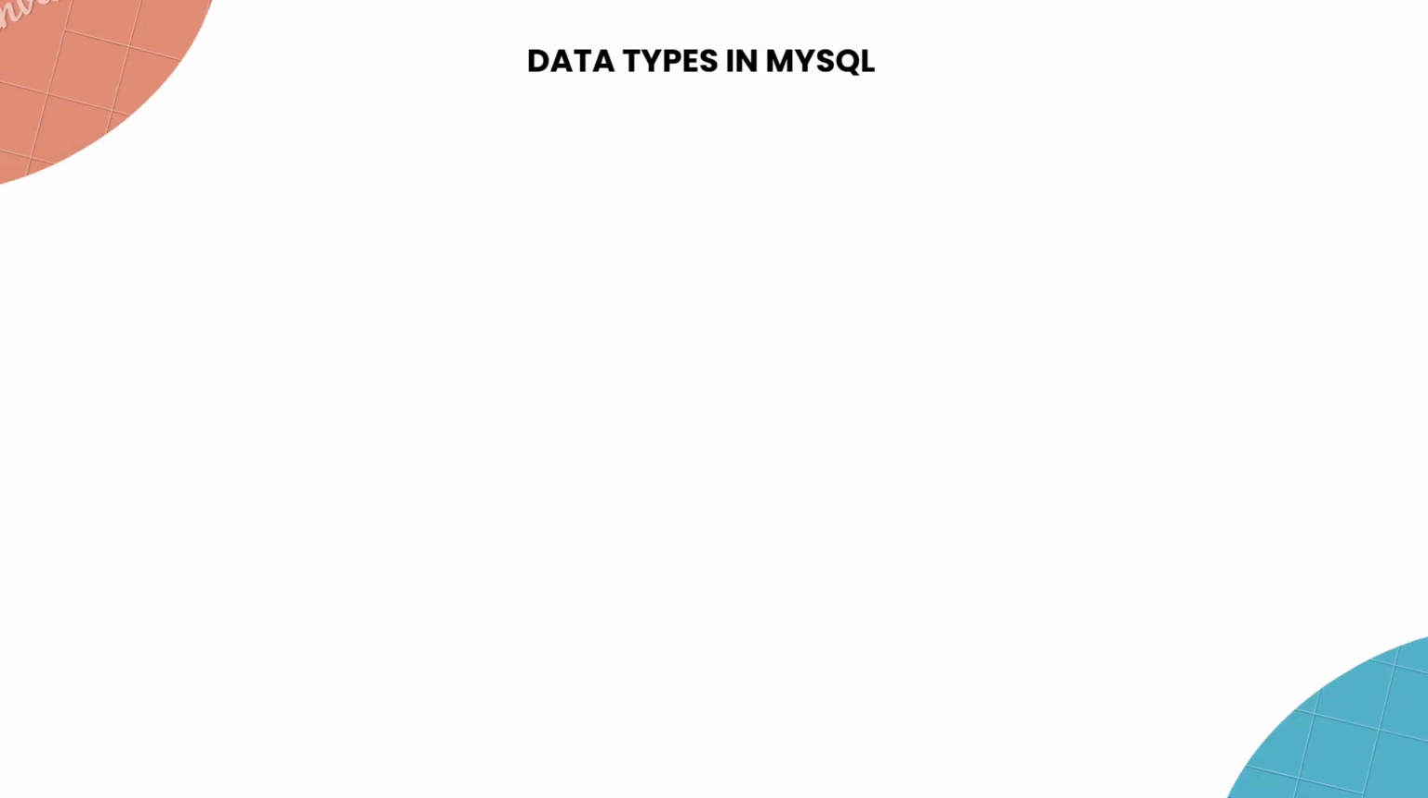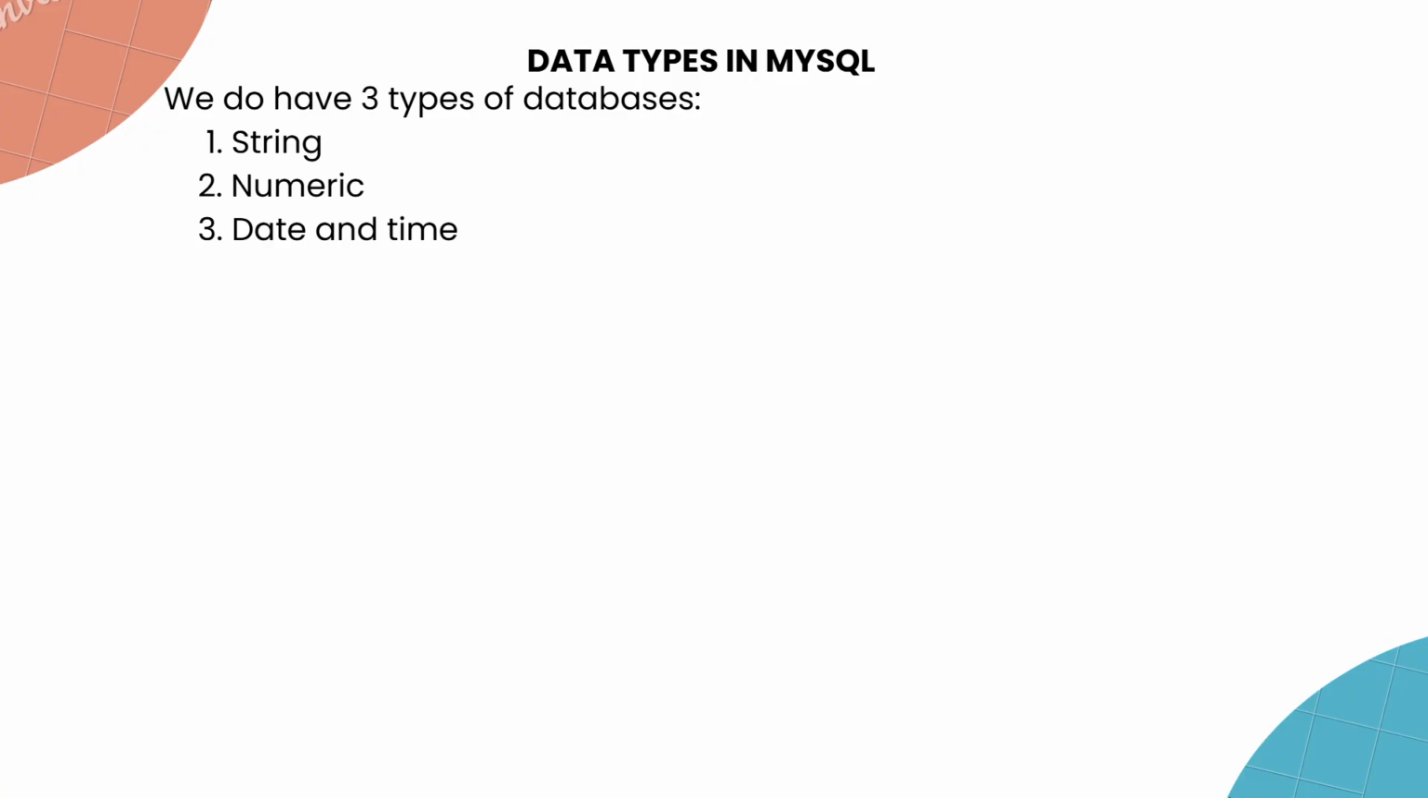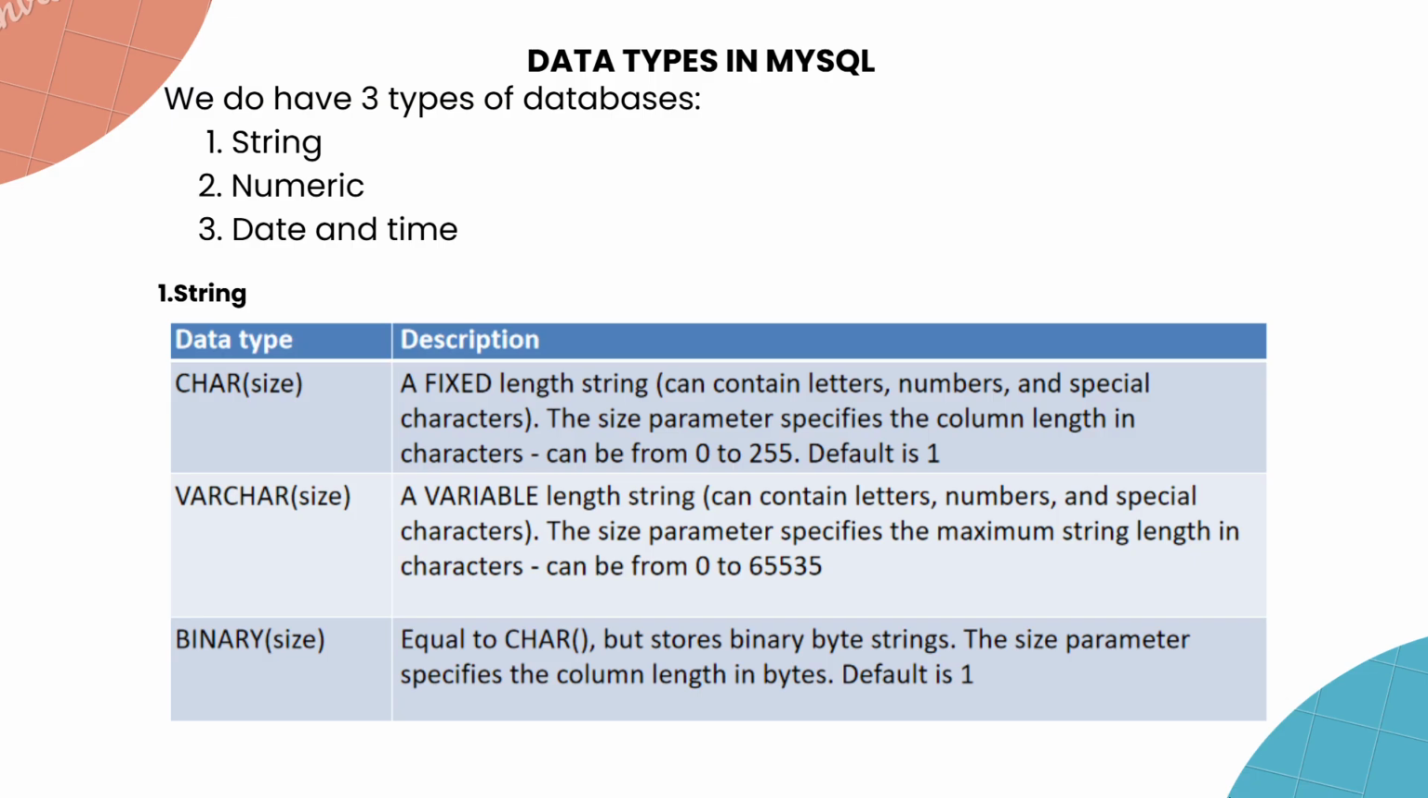Data types in MySQL. We do have three types of data types. First, string, second, numeric, third, date and time. Let's discuss string. Here is a table of data types and their descriptions.